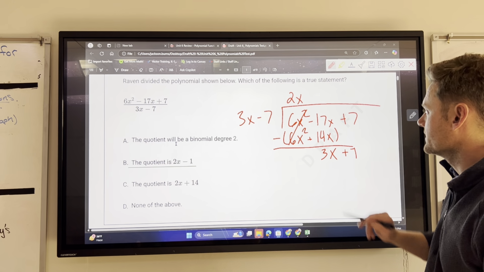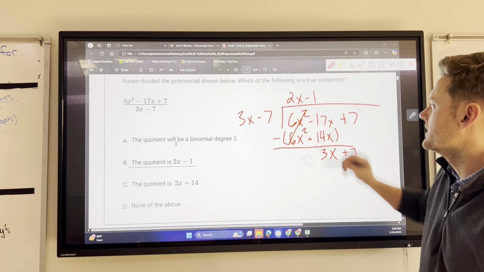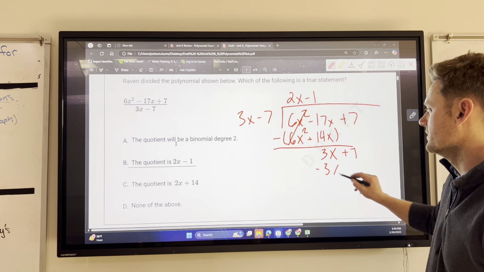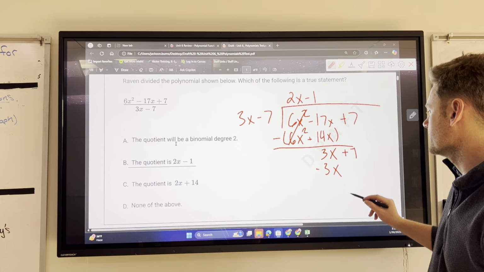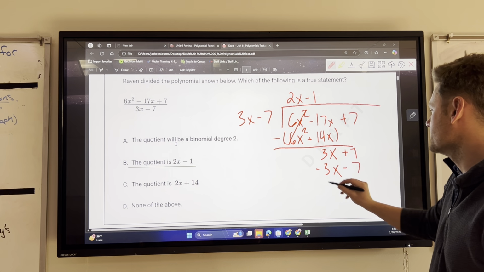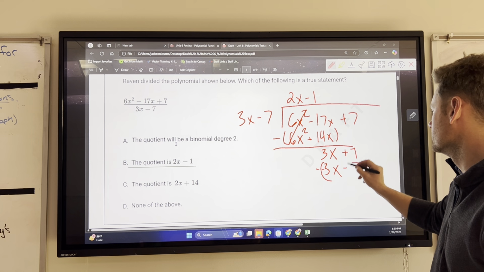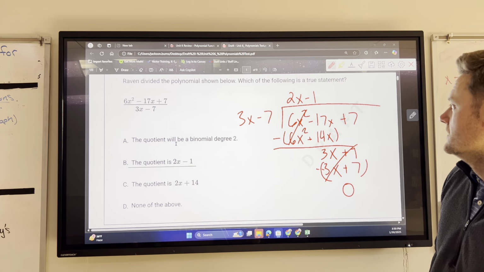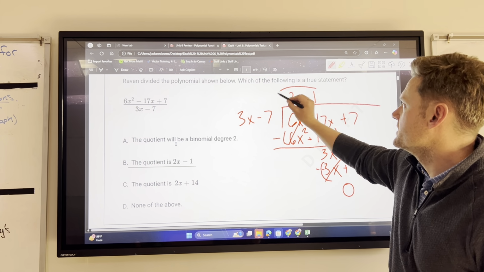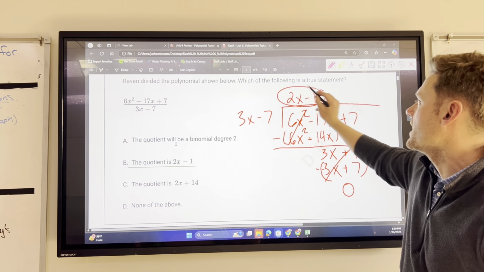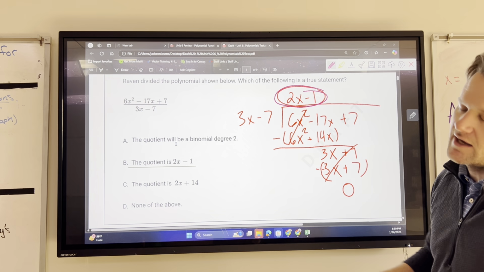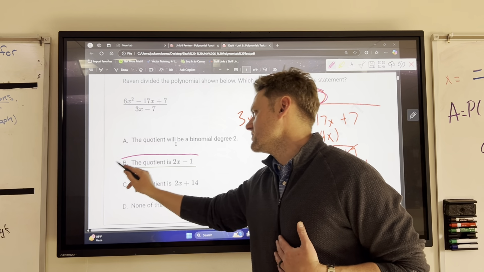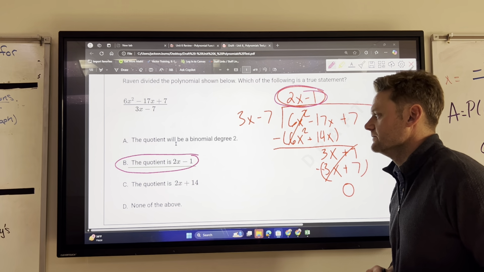So what do I need to multiply to go into that? Well, I need to multiply by a negative 1. That'll give me my negative 3x minus 7. Distribute. Cancels completely, so I have a remainder of 0. So my quotient is the answer to the problem, right? It's the answer to a division problem. So the quotient is 2x minus 1, right?